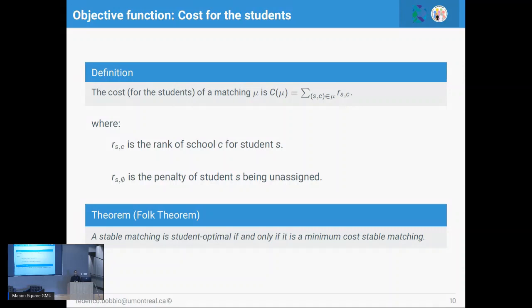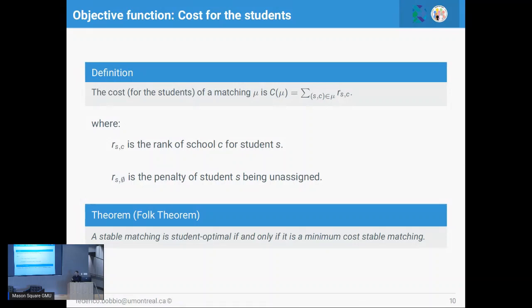What is the measure that we want to use? What is the objective function? What we choose is the sum of the rankings of the schools in which students are being enrolled, according to their own preferences, of course. This is usually called the cost of the matching for the students. But we have a problem. As we saw in the initial example, not all the students may be enrolled. So what do we do for the students who are not enrolled? Instead of taking the ranking of a phantom school, we take into consideration a penalty. Every student will have a penalty for not being assigned.